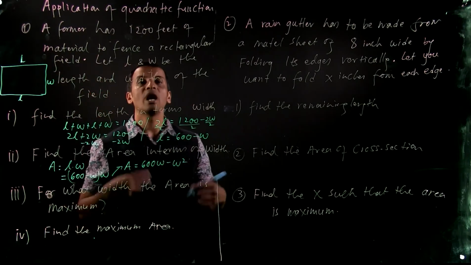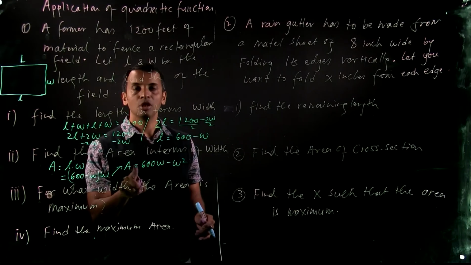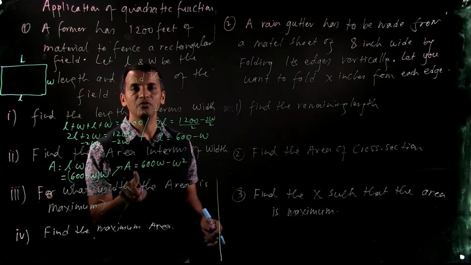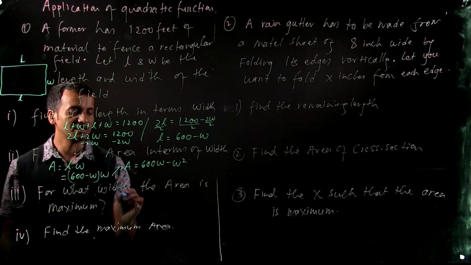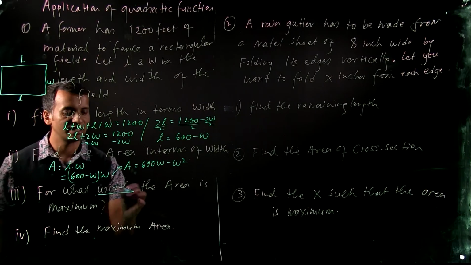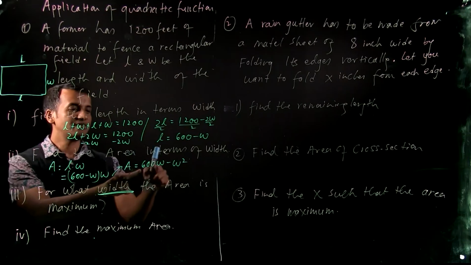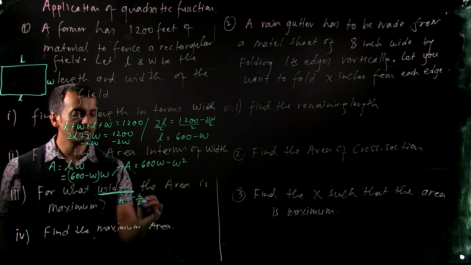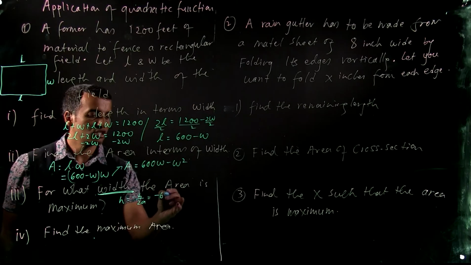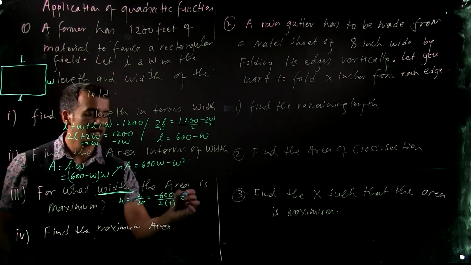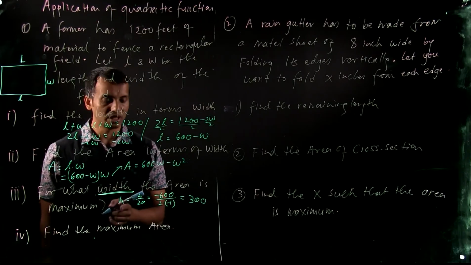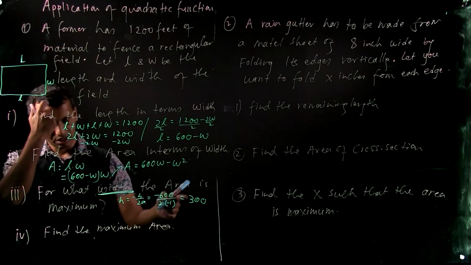The third question is: for what width is the area maximum? Since it is asking for what value of W the area A is maximum, to find the max or min of a function, you find the vertex. You want the x value of the vertex, because it asks for the width. A is a function of W, so h is negative b over 2a. That is negative 600 over 2 times negative 1, which is negative 600 over negative 2, which is 300. So if the width is 300, the area will be maximum.